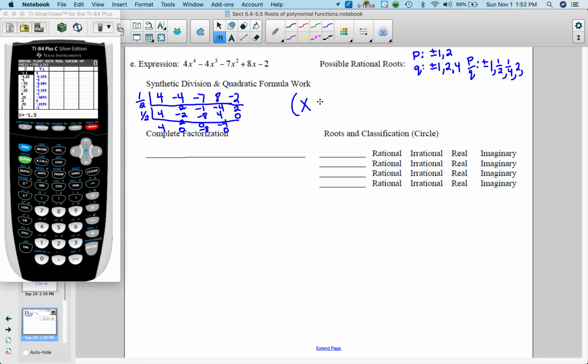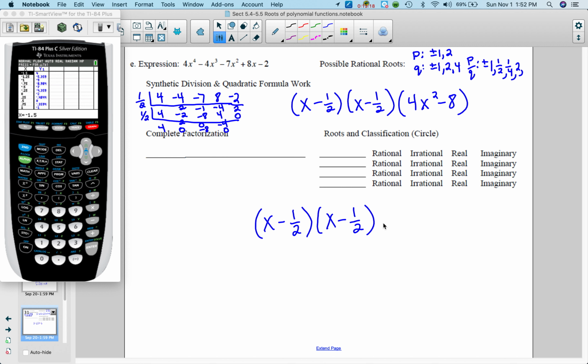So we have an x minus a half and an x minus a half, and what's left? 4x squared minus 8. Well, we have that awkwardness again. So I'm going to do this. x minus a half, x minus a half, and I'm going to take the 4 out of this, and I get x squared minus 1. Now, 4, I'm sure you all agree, is 2 times 2, right?